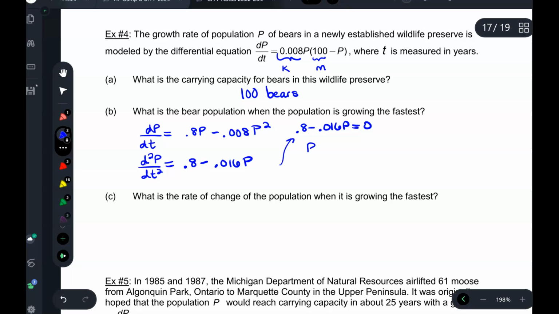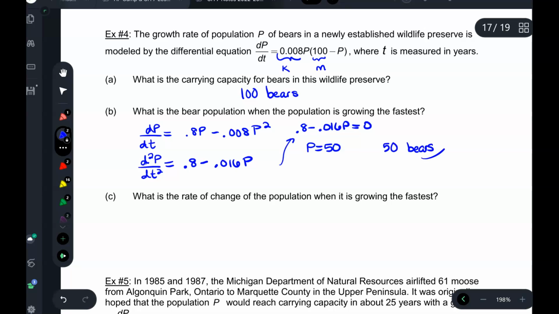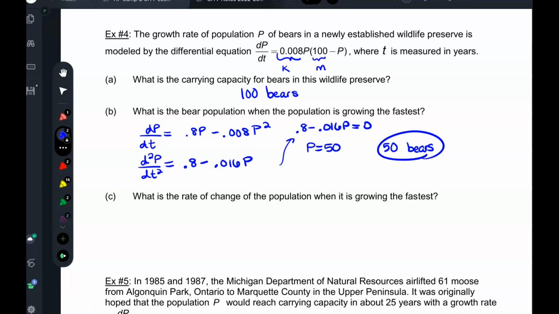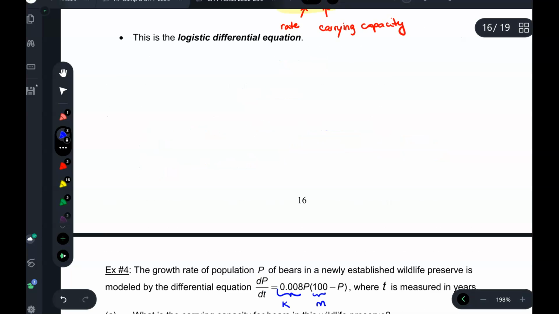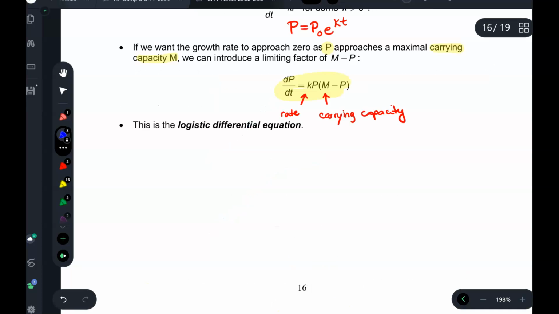50. Okay. How do you get 50? Because 0.8 divided by 0.016, that's 50. Oh, yeah. Okay, so 50 bears. Now, that's not an accident. It's halfway. Think about the logistic graph. Go back here and look at the point of inflection. That's when it's the steepest. So that point of inflection is the halfway point.